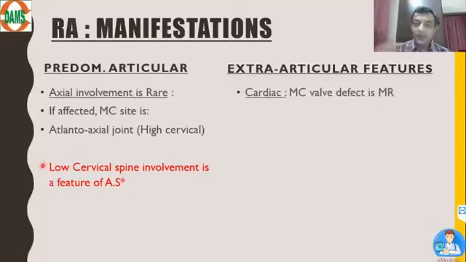On the other side, continue extra-articular features. Cardiac involvement, most common valve defect is MR, mitral regurgitation. Most common is mitral regurgitation, because in rheumatoid arthritis the mitral leaflets are destroyed, leading to the problem.